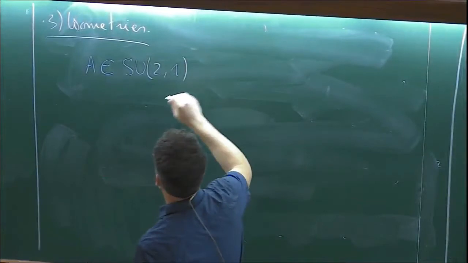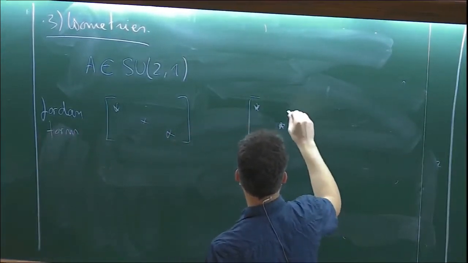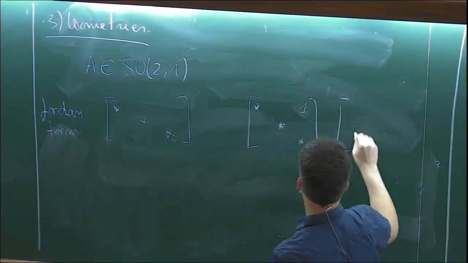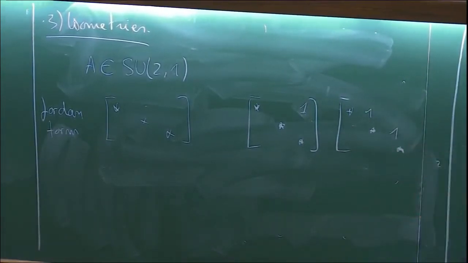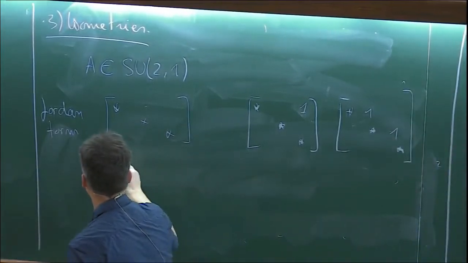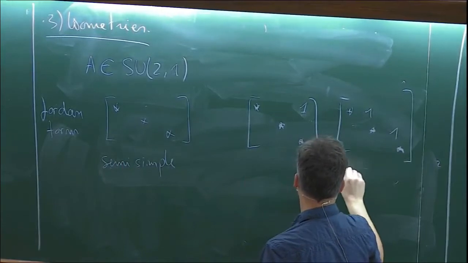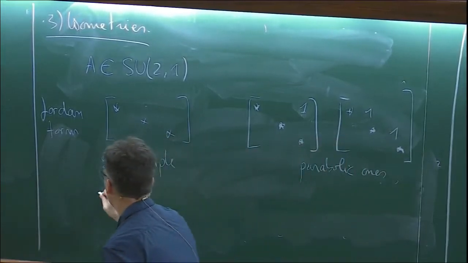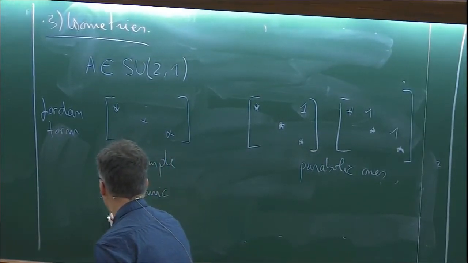yes, so its Jordan form can be of two types. Either it is diagonal, so this is the Jordan form, or it is non-diagonalizable, and then you get one of these two forms. Okay? All the missing coefficients are zero, of course. And these here, so these are the semi-simple ones, and these are the parabolic ones. And semi-simple ones can be either loxodromic or elliptic.